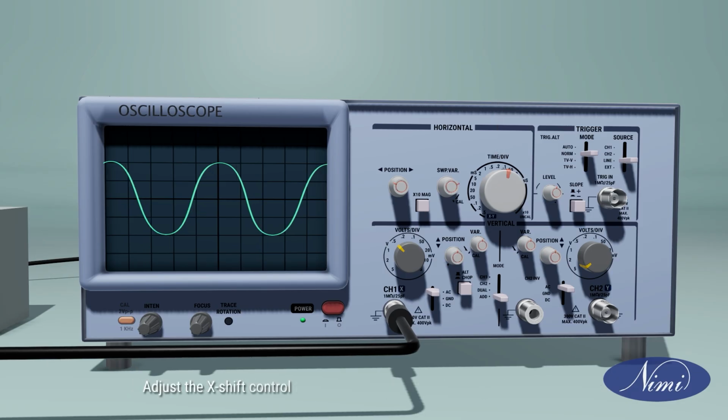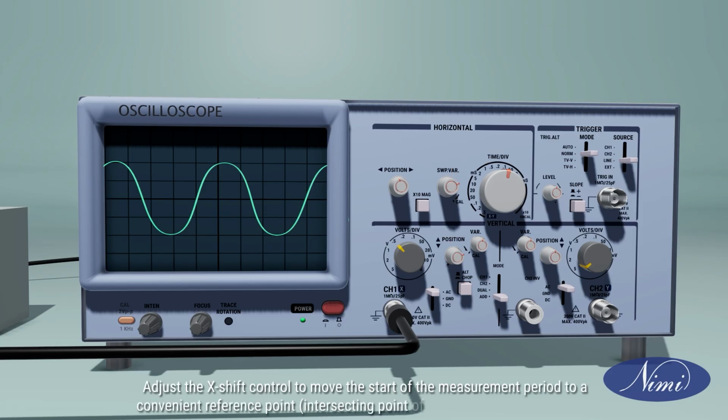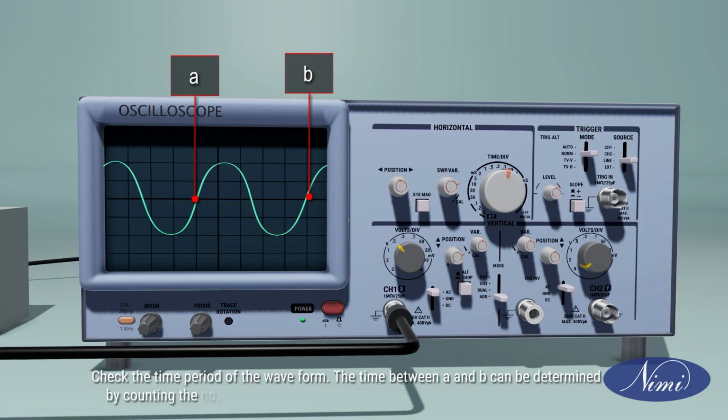Adjust the X-shift control to move the start of the measurement period to a convenient reference point, intersecting point of vertical and horizontal lines. Check the time period of the waveform. The time between A and B can be determined by counting the number of horizontal divisions and multiplying it with time base range.